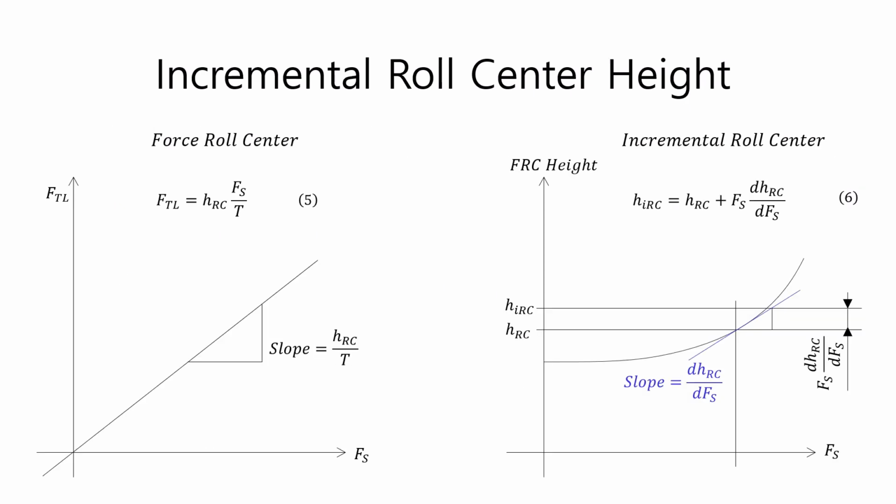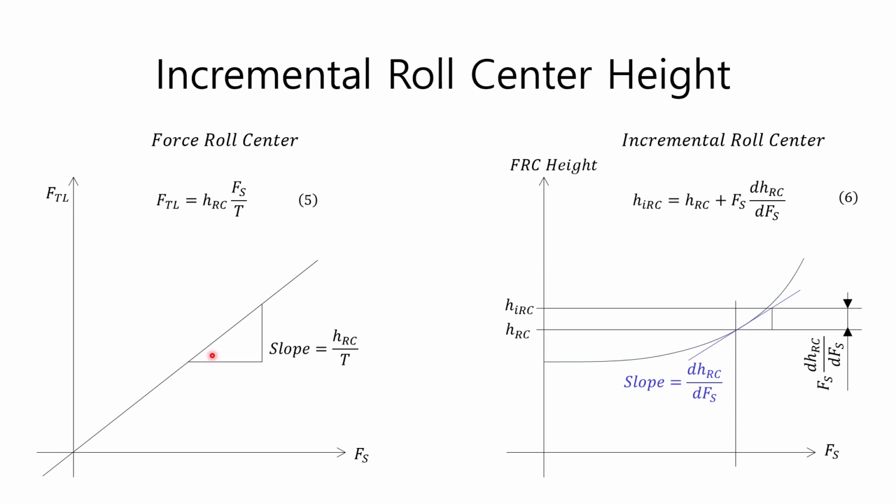Let's understand the meaning of incremental roll center height through a graph. As previously discussed, the height of the force roll center can be defined by equation 5. Equation 5 can be used regardless of the magnitude of the lateral force. Equation 5 can be expressed in a coordinate system where the horizontal axis represents the lateral force and the vertical axis represents the load transfer, as shown in the graph on the left.